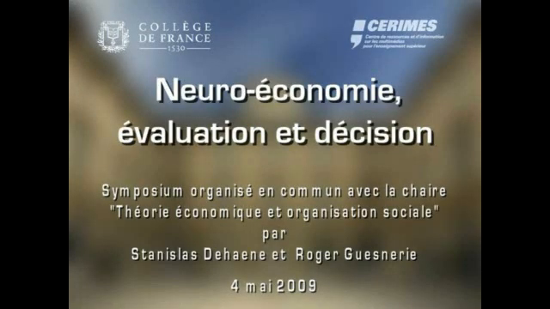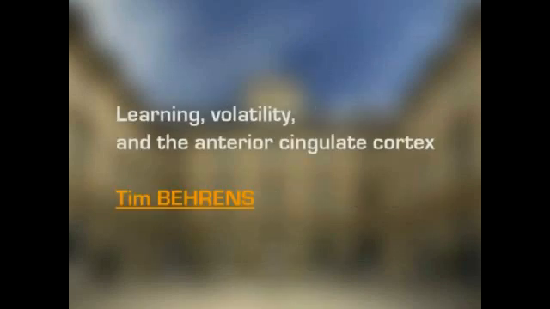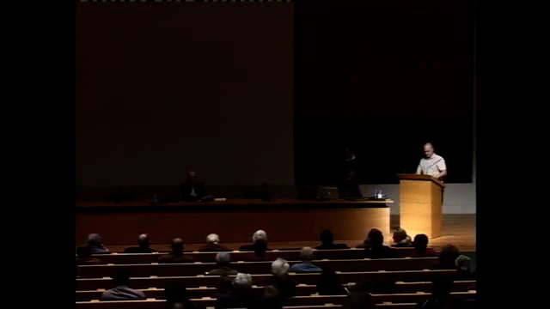And now we move on to the second presentation by Tim Behrens from Oxford on learning, volatility, and the anterior cingulate cortex. I should say as a matter of introduction that Tim Behrens has multiple talents. The Oxford group in neuroimaging is very well known for the development of beautiful tools and methodological advances, especially in the domain of fiber tracking in the human brain. So they have a very strong methodological component of human brain imaging. But Tim is also very interested in the development of models of decision-making and evaluation, and I think this is what he's going to describe to us today. So Tim Behrens.